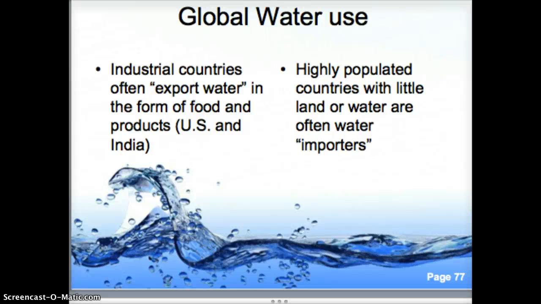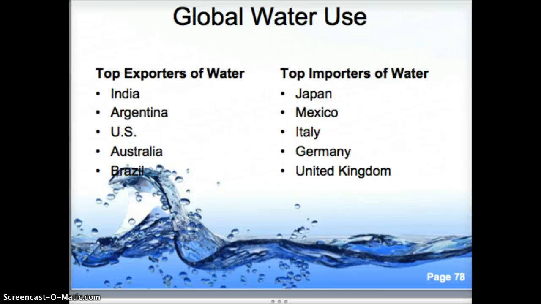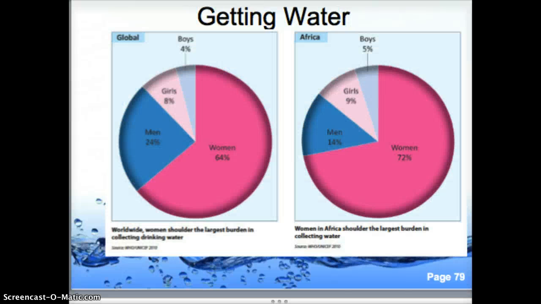High populated countries that don't have much land or very little water are often considered water importers. So with that in mind, you can kind of think about the countries that would be the top exporters of water. A large country like India, a pretty industrialized country like Argentina, with a lot of water supply. The US, Australia, and Brazil are the top exporters of water. And think about how small these countries are that are the top importers: Japan, Mexico, Italy, Germany, and the UK as being countries that get a lot of water brought into them.